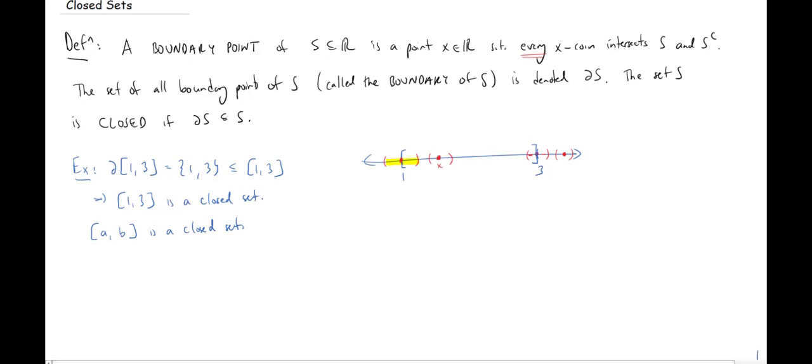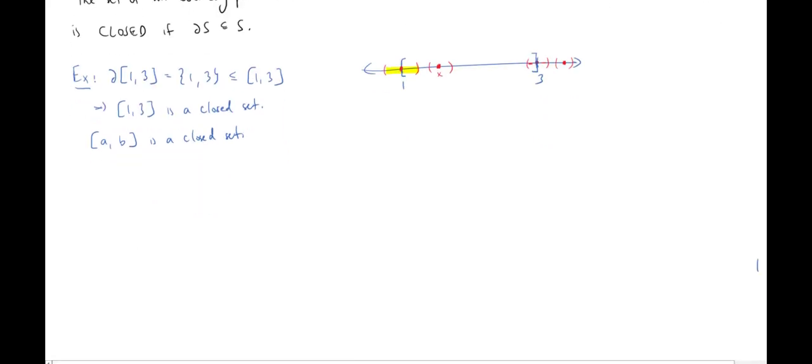Okay. Now, what if I removed one of the endpoints? Let's say I took, for example, the half open, half closed interval [1, 3). So it contains 1, but it doesn't contain 3. The boundary of this set has not changed.